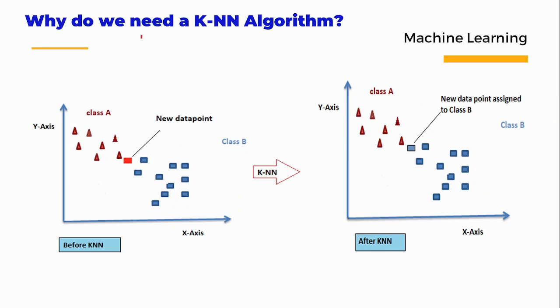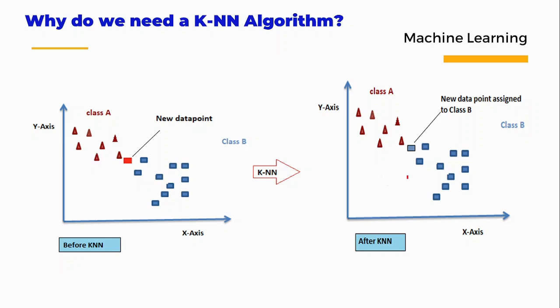Now we will see why we need the KNN algorithm. Suppose there are two categories of classes, class A and class B, and we have a new data point. This rectangle is the new data point here, and we want to find out which of these categories this data point lies in. To solve this type of problem we need the KNN algorithm. This is the situation before KNN, and for solving this problem we will be using the KNN algorithm.